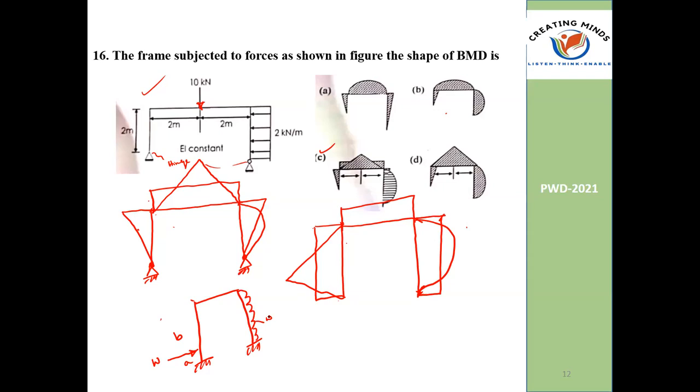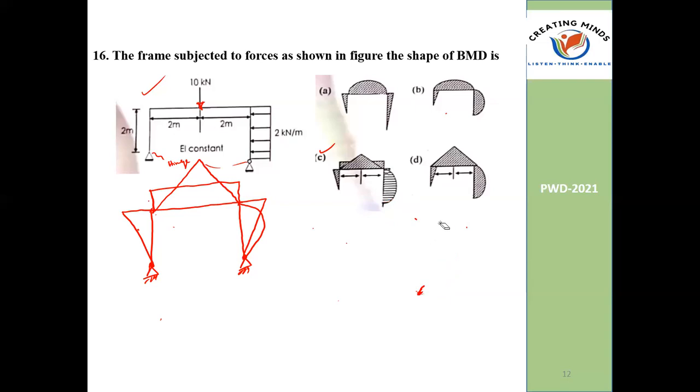So like that, they may give a BMD. You have to guess which kind of load pattern. They will give one specific BMD and they will ask, and they will add one more thing. So first you have to see the support condition, then you get the idea. Next you have to see the member load. Okay. Any doubts in this kind of questions?